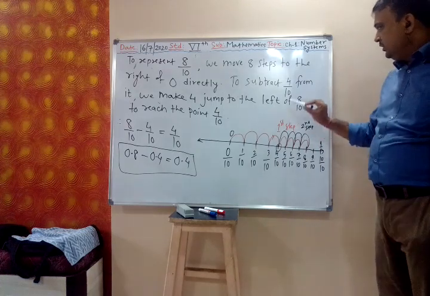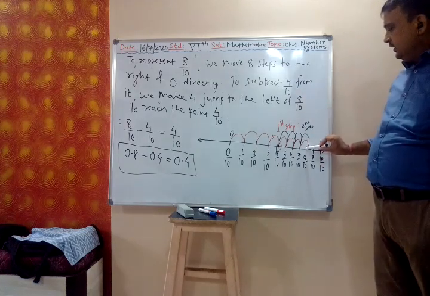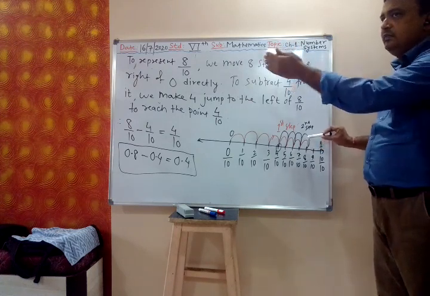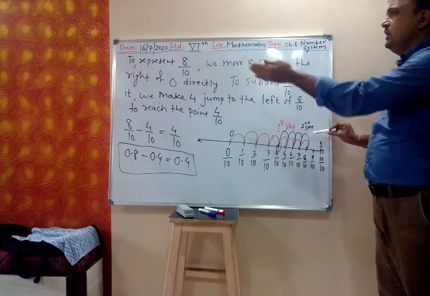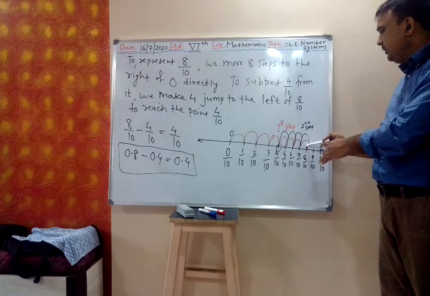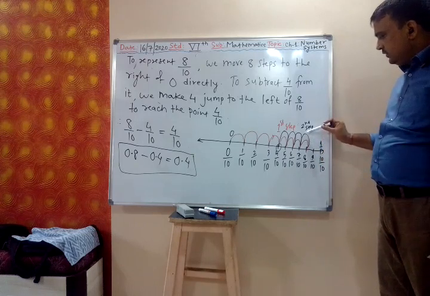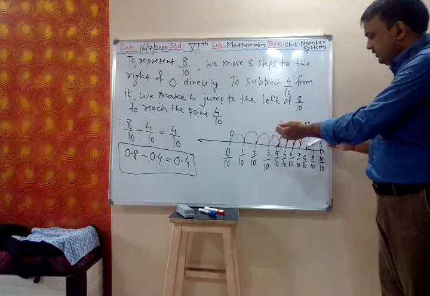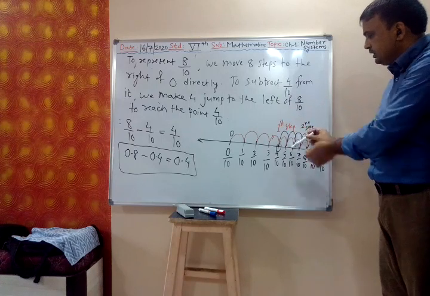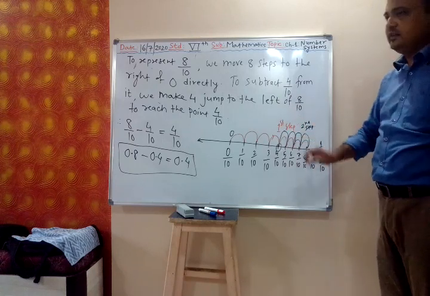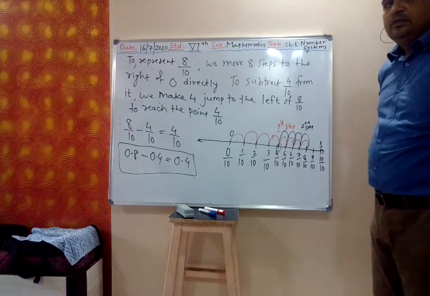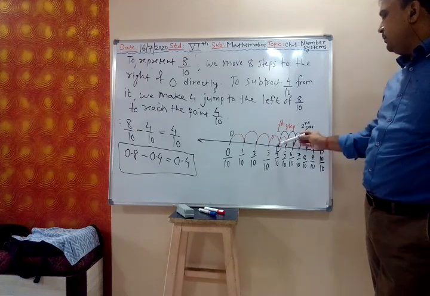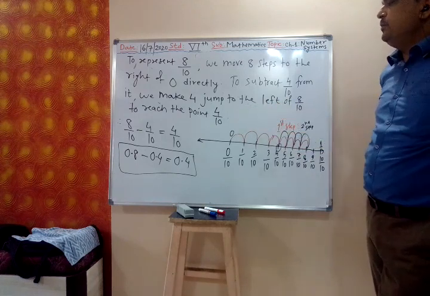Second step. Once you reach 8 upon 10, then to subtract 4 upon 10, you have to jump to the left. Whenever you want to subtract, you have to jump to the left. So 4 jumps: 1 jump, 2 jump, 3 jump, 4 jump. Where do you reach? 4 upon 10. So 4 upon 10 is the same as 0.4.